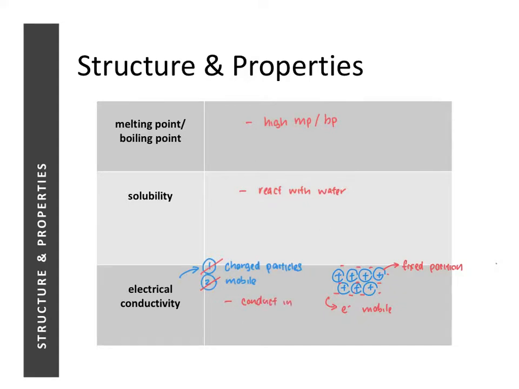So when you see an unknown substance that can conduct in any state, it has to be a metal, because metals are the only ones that can conduct in solid, liquid and gas. Other than graphite, it must be a metal.